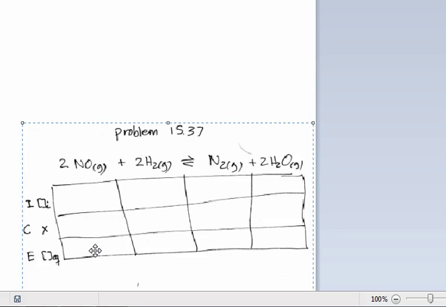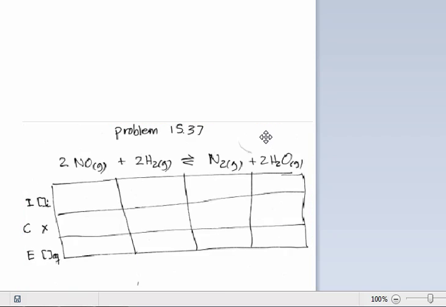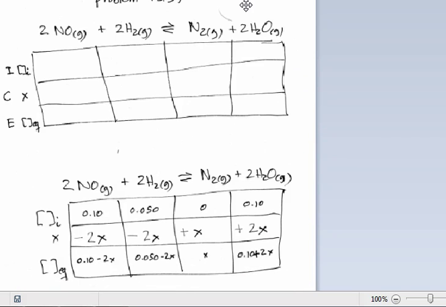To use the ICE chart, we have to be given information in our initial and our equilibrium, or our initial and change, or equilibrium and change. Usually, it is the first and last column that we're given information about. Now, in this problem, we are given information about our initial concentrations. I want to caution you, in this problem, we are given moles, not molarity. But because the volume of our reaction container is 1 liter, our molarity is equal to our number of moles.